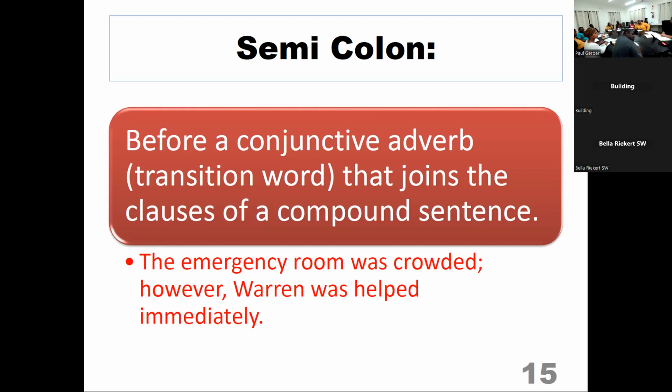If you are still writing, I'll let you write. Before a conjunctive adverb, which is the transition word that joins the clauses of a compound sentence: the emergency room was crowded; however, Warren was helped immediately. And the last, I don't think the last one, it's the second last one.